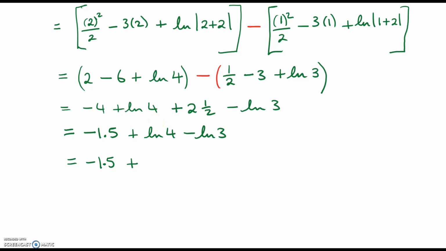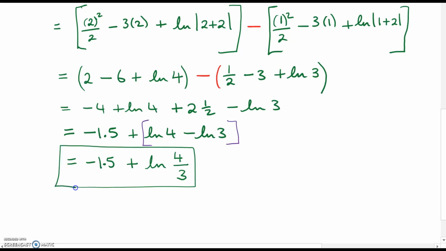Now if we look at this, you may have forgotten this, but one of the rules about logs is if you subtract two logs with the same base, you can write them as the log of the first one over the second one. Okay, so there's our answer. Negative 1.5 plus the log of 4 over 3. Okay, and that's it.